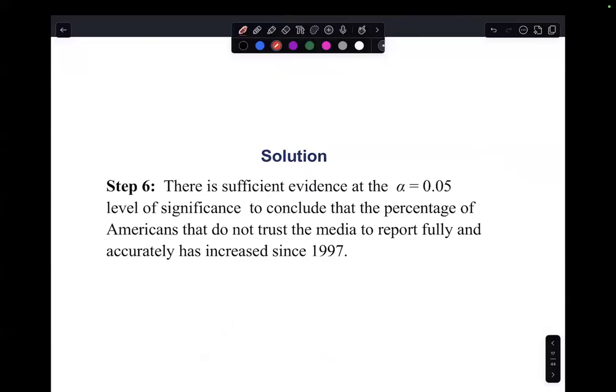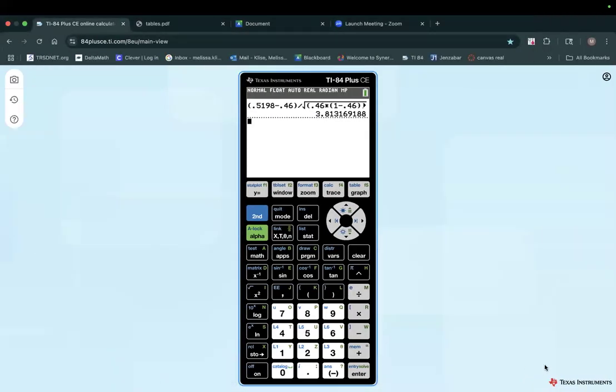Our calculator function is 1 prop z test. You can find it in stat, then arrow over to tests, and then you're going to go to 1 prop z test. This is our calculator function. So this is where we're going to get all of our good information. Let me bop on over to the calculator and let's do this.